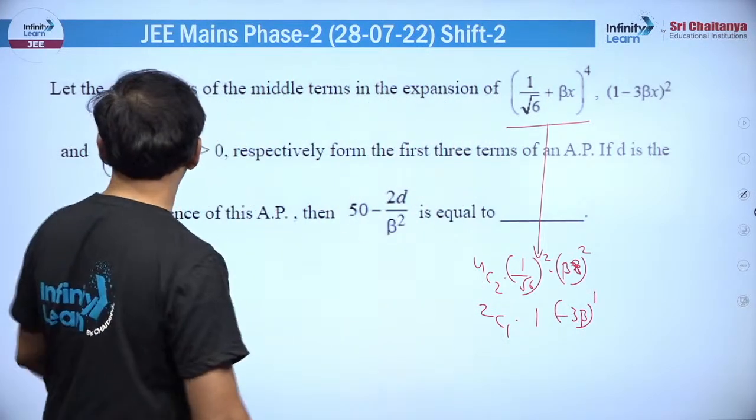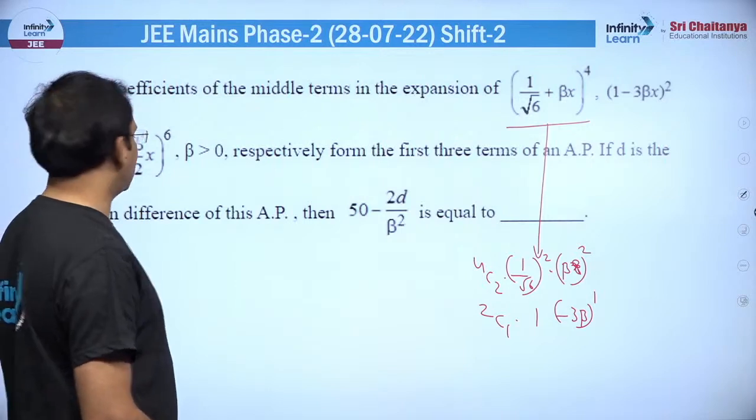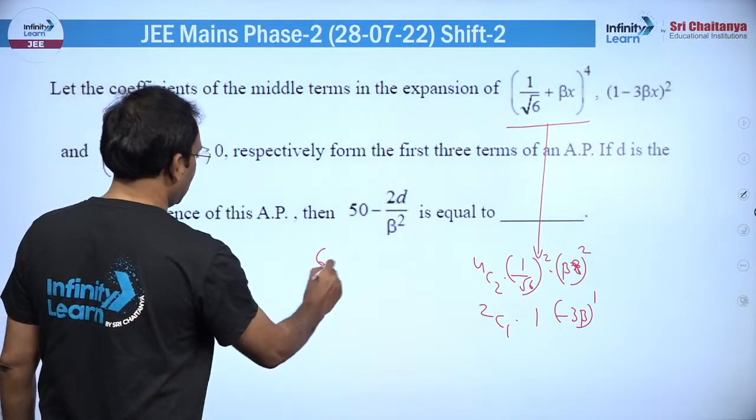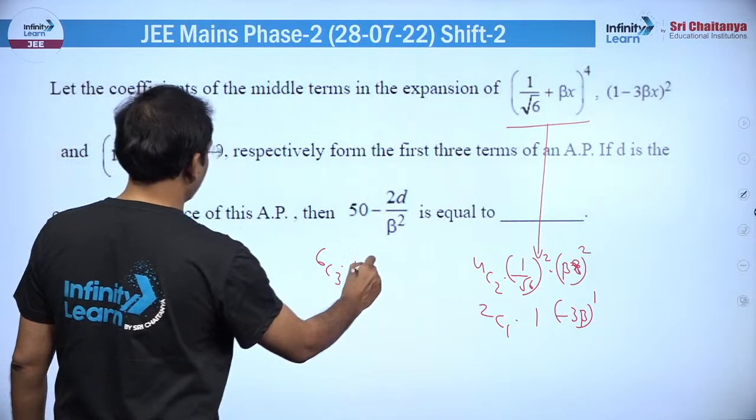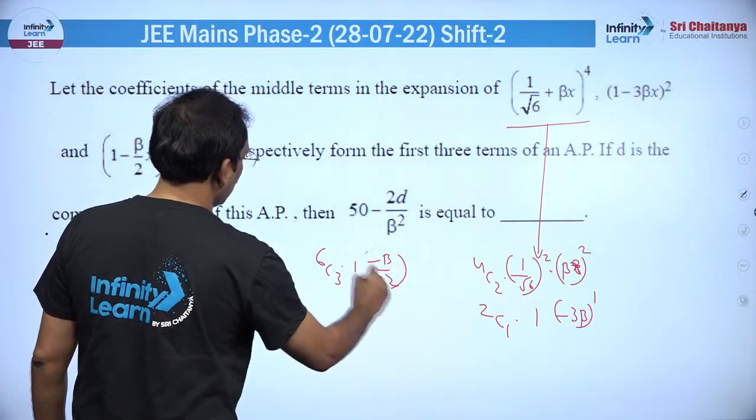Okay. Next, in this middle term, in the sense power 6 is there, so 6C3 into 1 power 6 minus 3 into minus beta by 2 whole power 3.